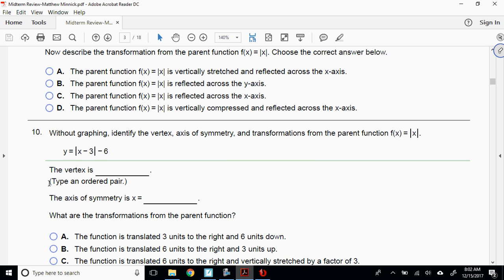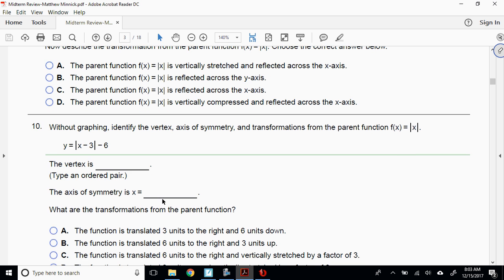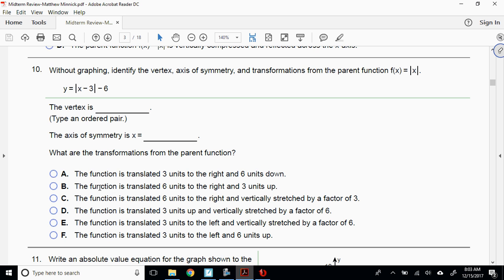Number 10, the vertex is the ordered pair 3, negative 6. That's positive 3, negative 6. The axis of symmetry equation is x equals 3. And for the multiple choice part of number 10, A is the right answer. So again, 10 was 3, negative 6, x equals 3, and A for the multiple choice.